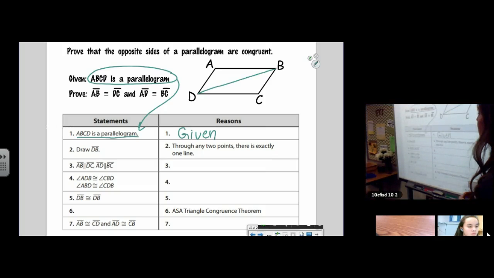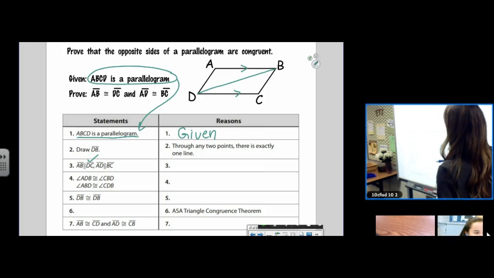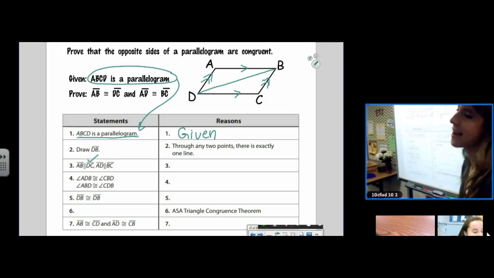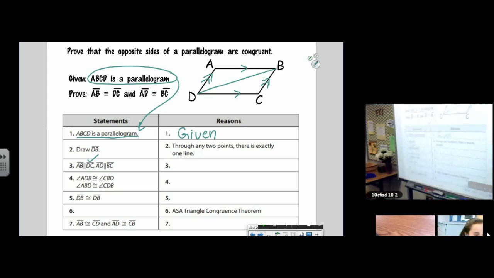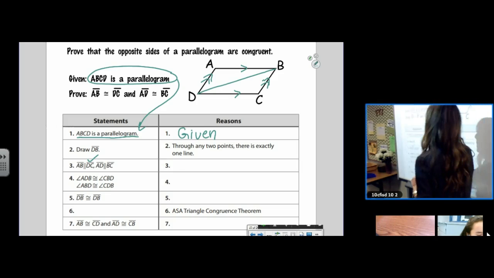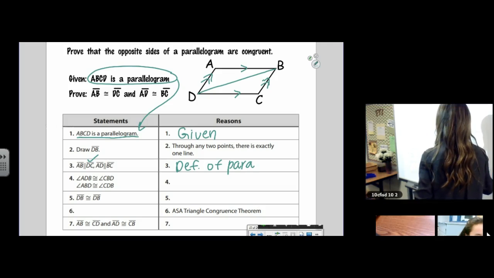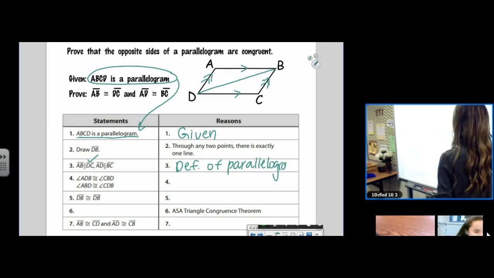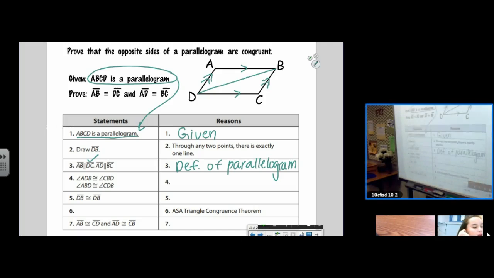Okay, cool. What's the next statement? AB is parallel to DC. Okay. And AD is parallel to BC. We made a statement. Now we have to say why we were allowed to make that statement. Why were we allowed to say statement number 3? And I told you this in your notes. It is the definition of a parallelogram. The definition of a parallelogram is opposite sides are parallel, since the word is parallel in the name, parallelogram.